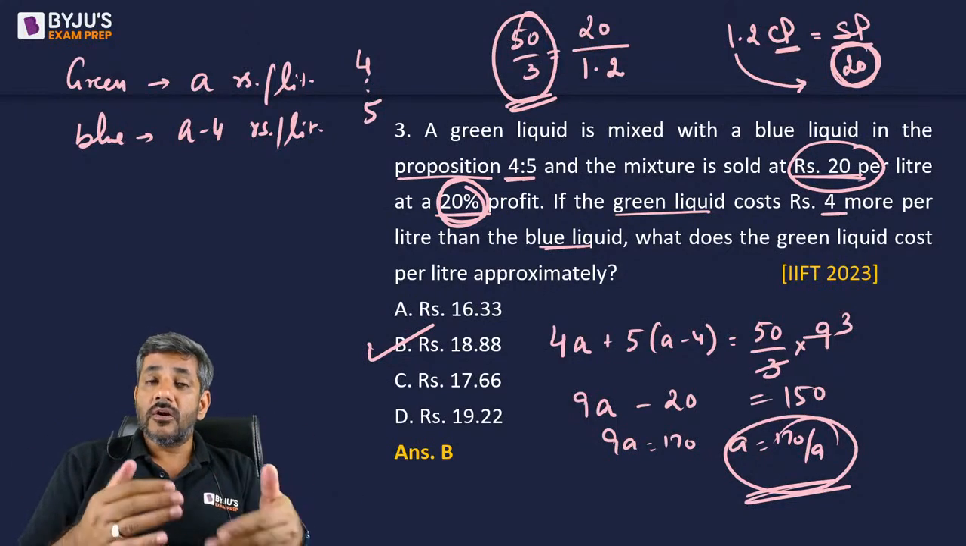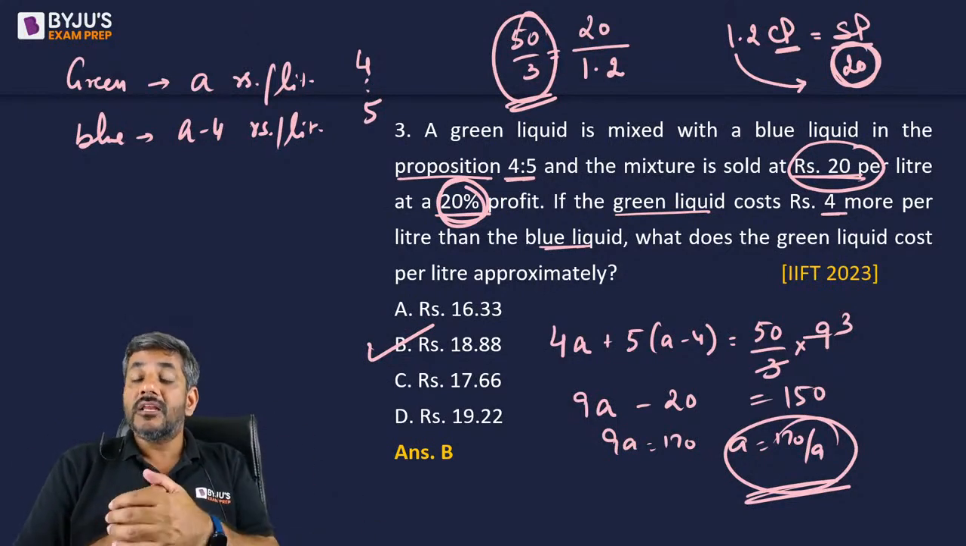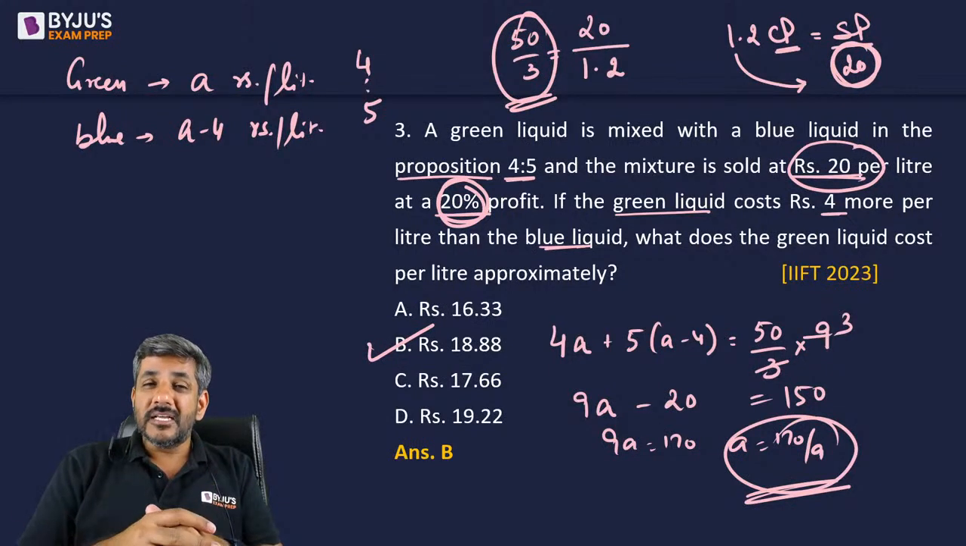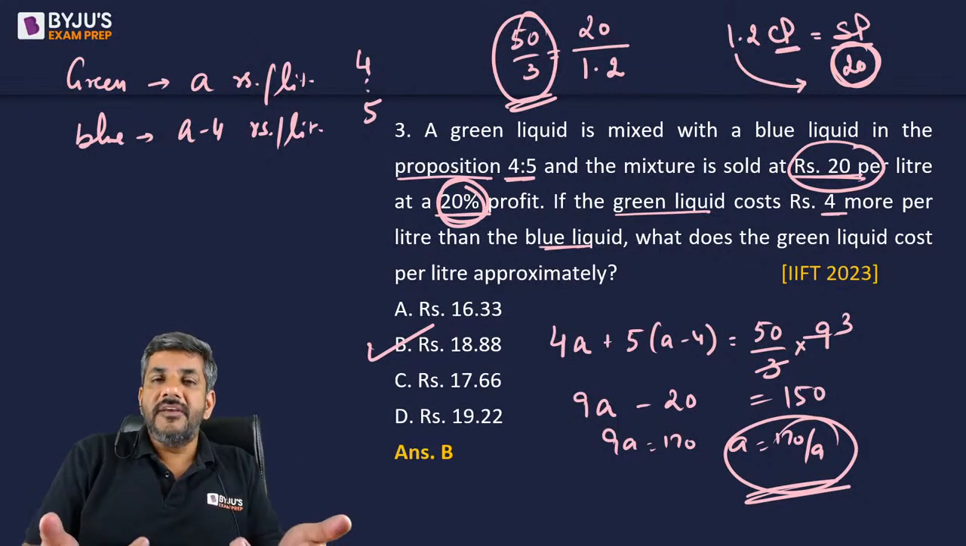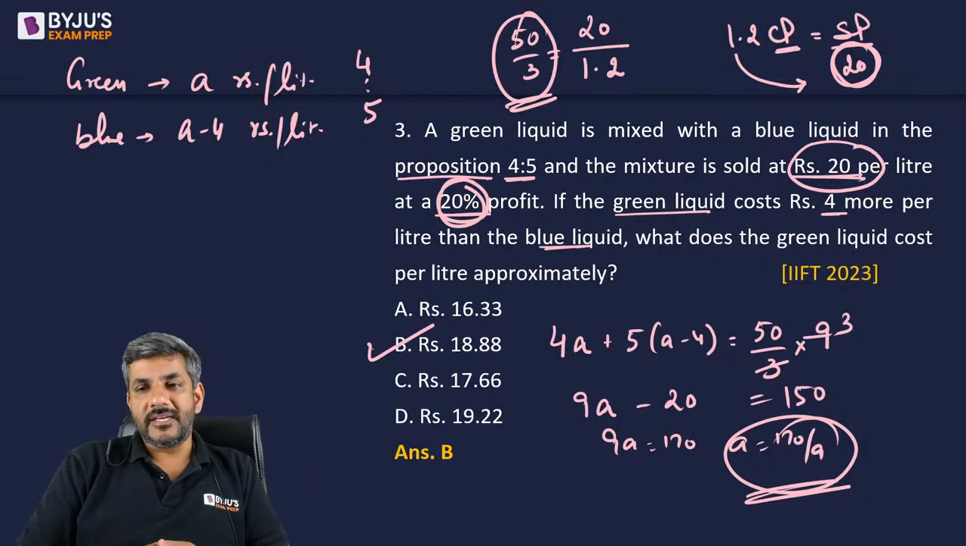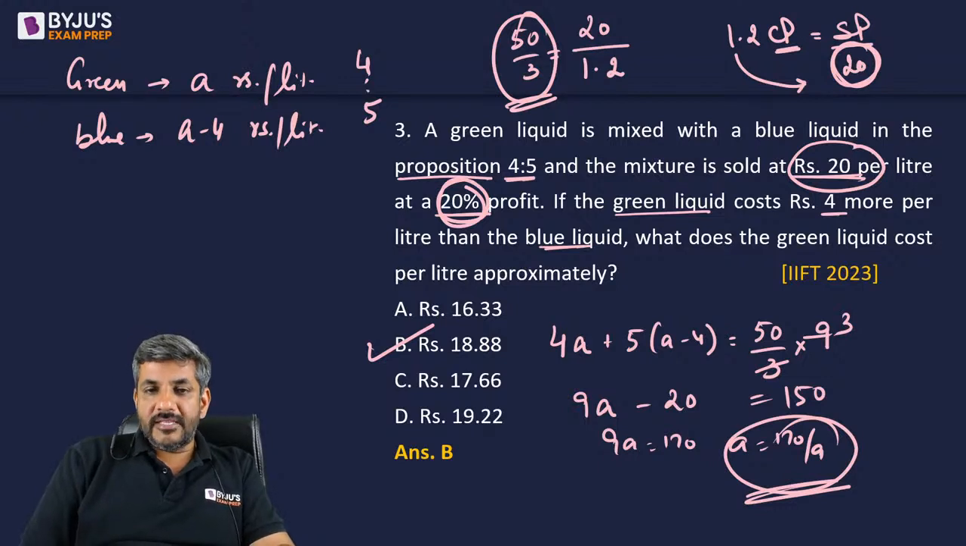Two, a student would always be confused at the end. Am I doing something wrong? I am getting answers in decimals, so maybe something is going wrong. 170 is not divisible by 9. So we always have this feeling, but this is common with IFT. Keep that in mind. Okay, that was question number 3.